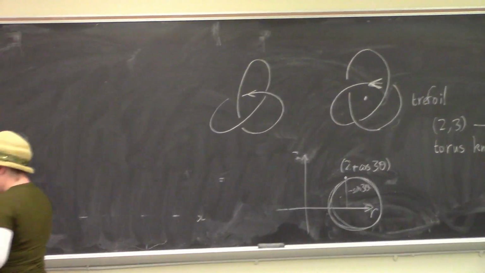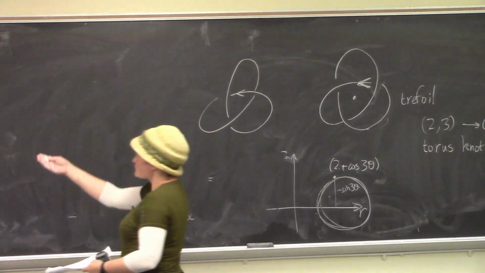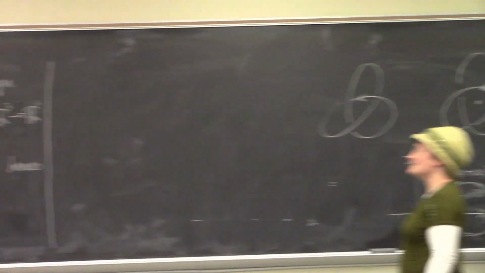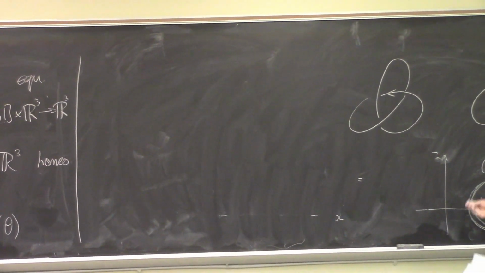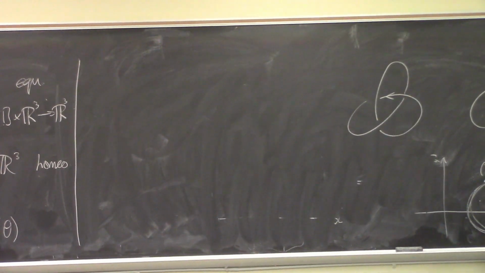Okay, so as I said, the trouble with this definition is that it is a very watertight definition, but it's not very useful. How would I ever tell whether two knots were equivalent by this definition?